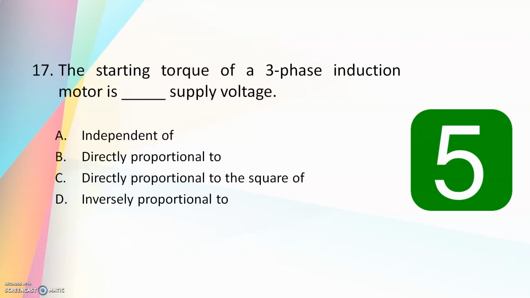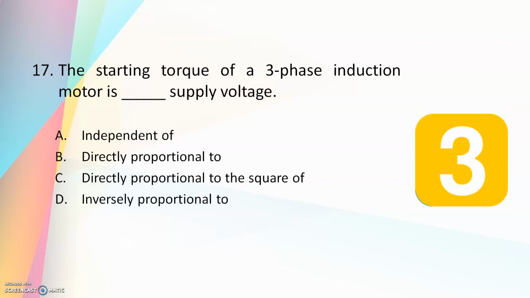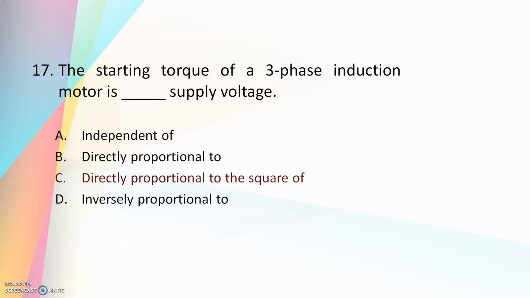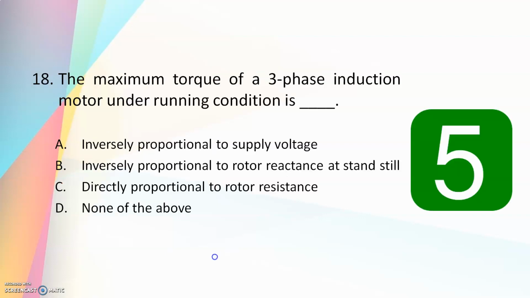The starting torque of a three-phase induction motor is dash the supply voltage: independent of, directly proportional to, square of, inversely proportional to. And here you go. And the answer is directly proportional to the square of supply voltage. Starting torque is directly proportional to the square of current, and the current in turn is proportional to the voltage, so it is directly proportional to the square of voltage.